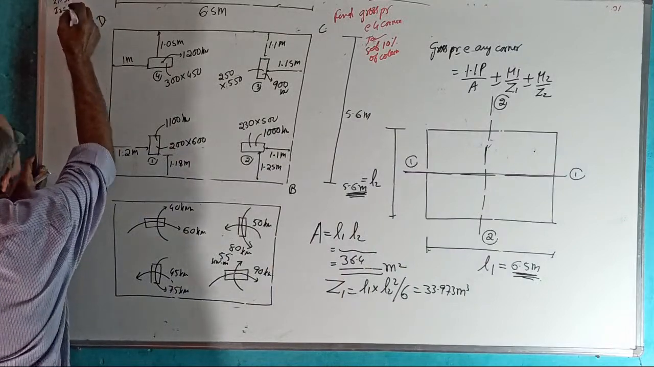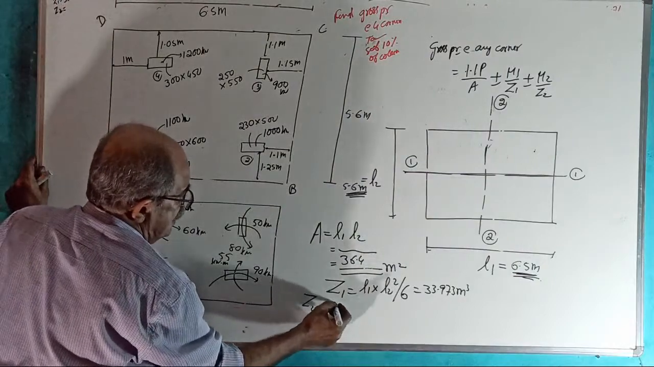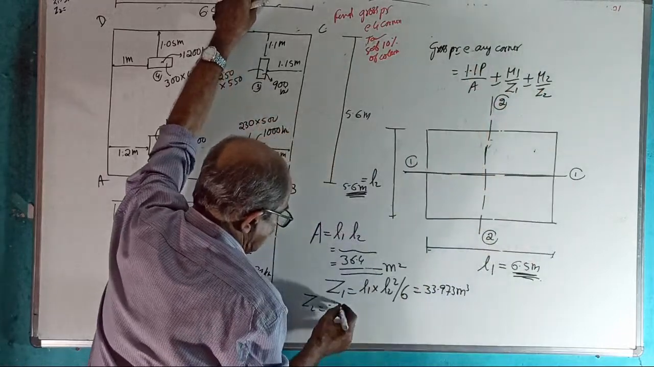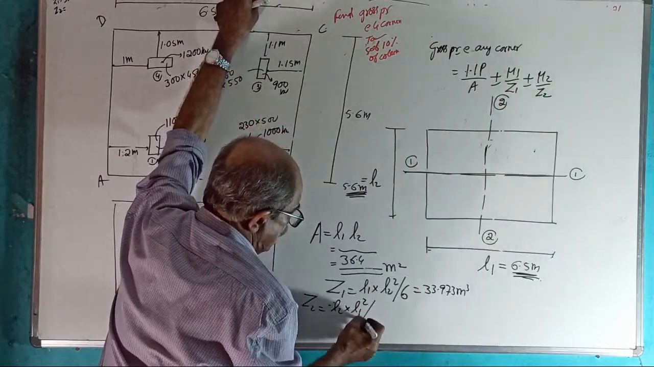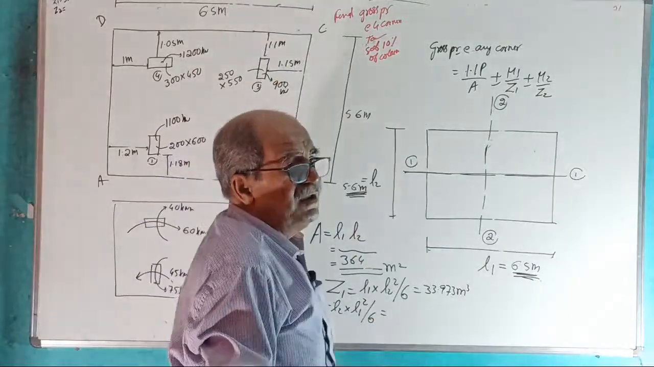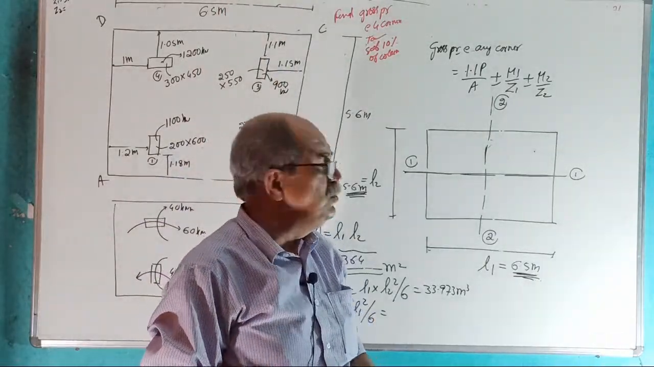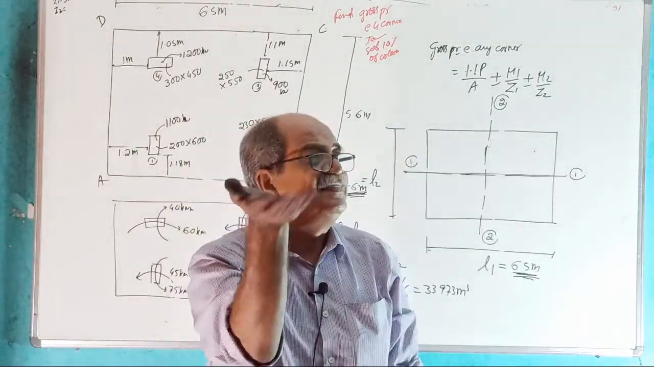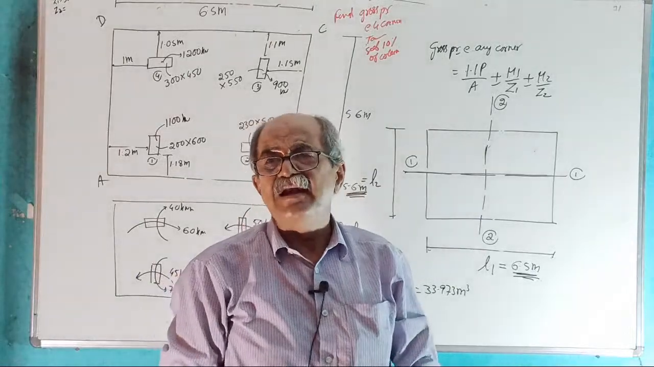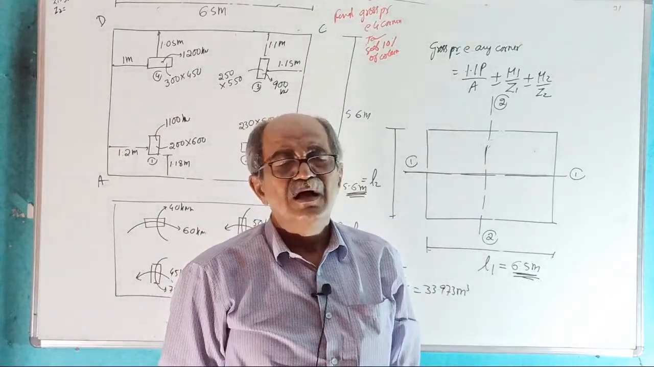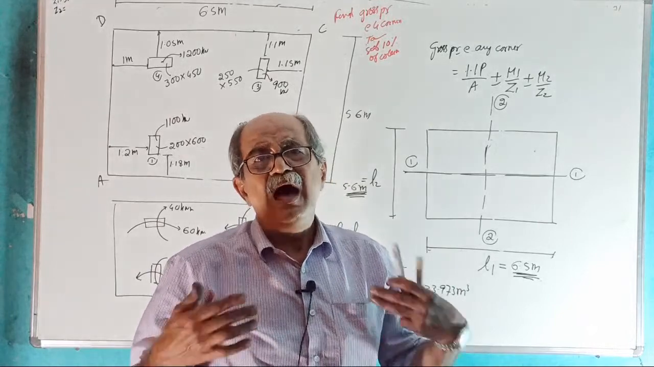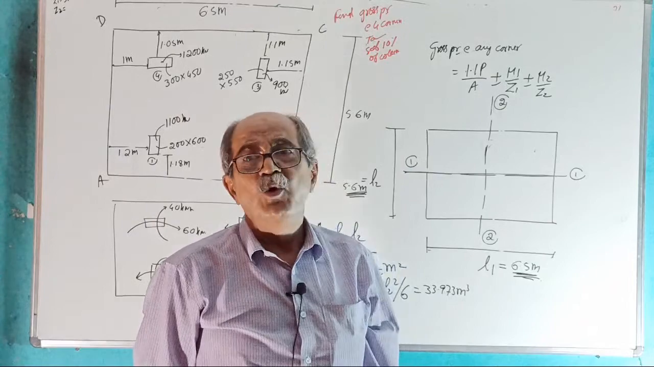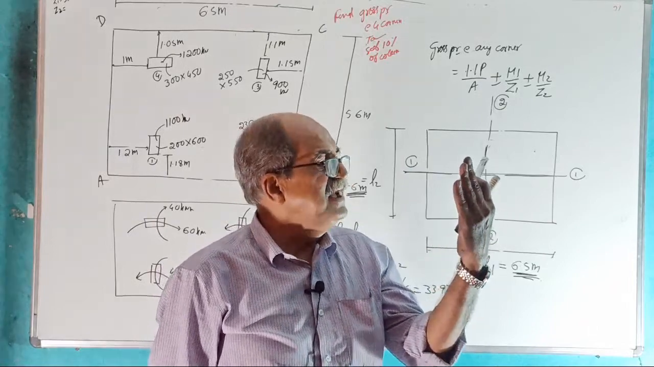For my reference, Z2 equals Z about axis 2, which is L2 times L1 square by 6. Someone who is new will ask, why did you take L1 square there? Why did you take L2 square there? My answer: just like that. How just like that? Just like that. No, I don't understand. I will tell him, I also don't know. That's all. Then he will realize, oh, maybe he will see the class link there.